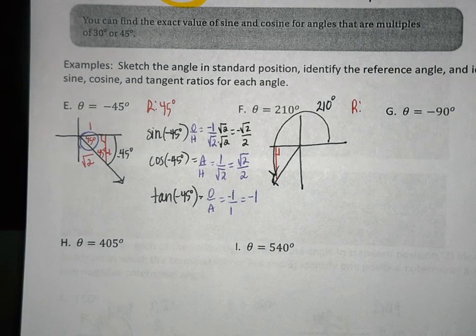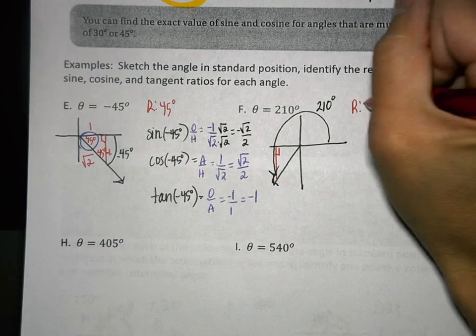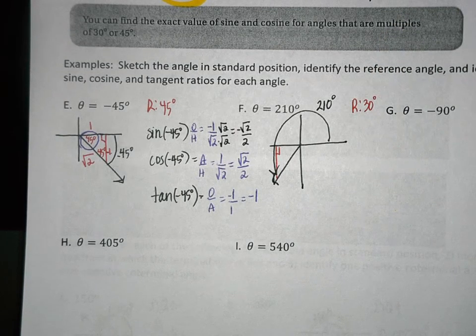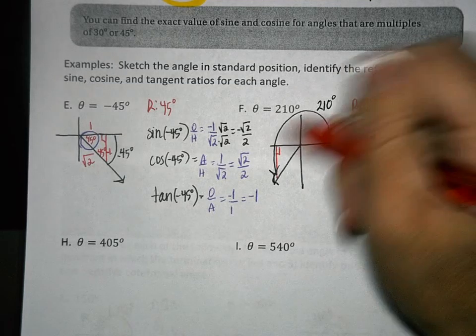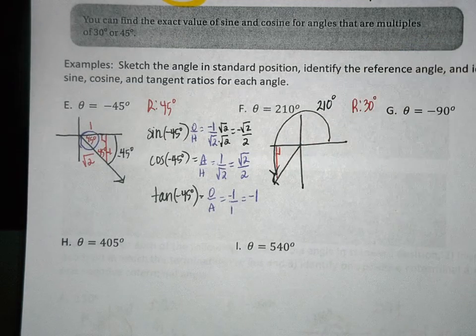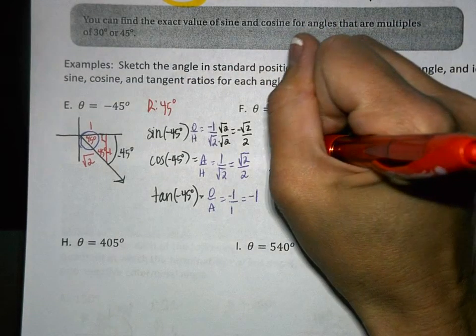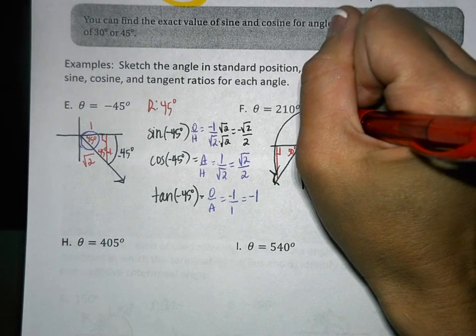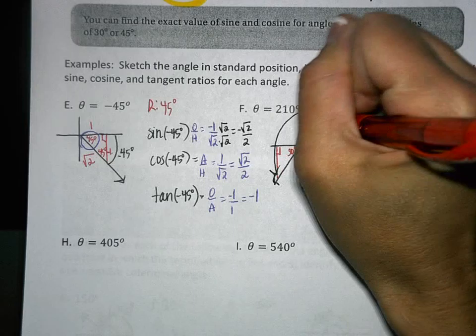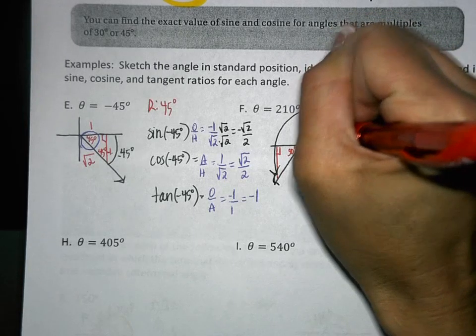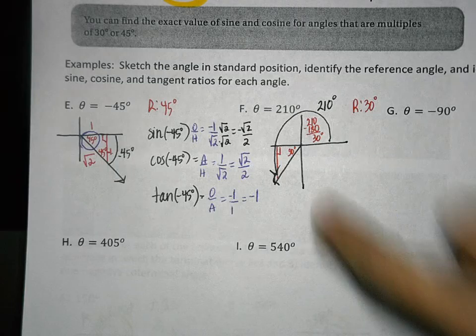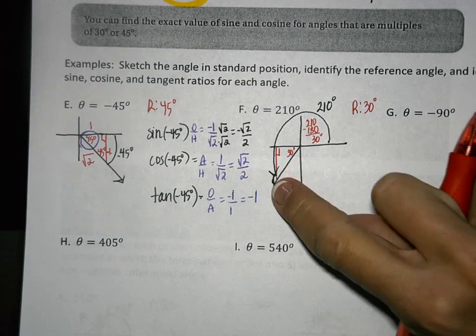30 is correct. How do they figure out the 30? Good. 210 minus 180. We know this whole portion is 180, so to find out this portion right there, we just subtracted it, and this becomes 30 degrees. So again, you could write this out. I'm going to put it right here. 210 minus 180 gave me my 30 degrees. If this is 30 degrees, what is that bottom angle right there?